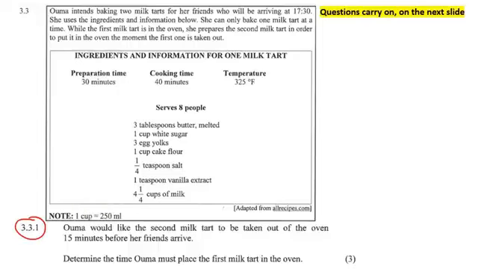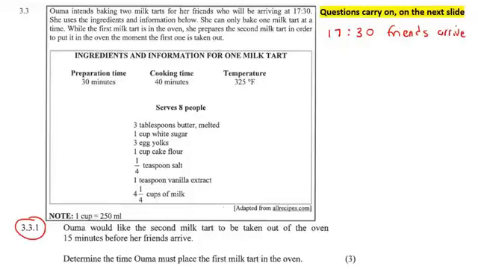So it says here, Omer would like the second milk tart to be taken out of the oven 15 minutes before her friends arrive. Determine the time that Omer must place the first milk tart in the oven. Okay, so we have a mission, guys. The friends arrive at 17:30. Okay, so that's when the friends arrive.